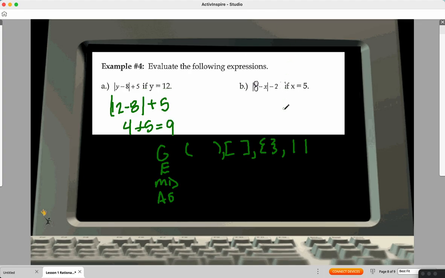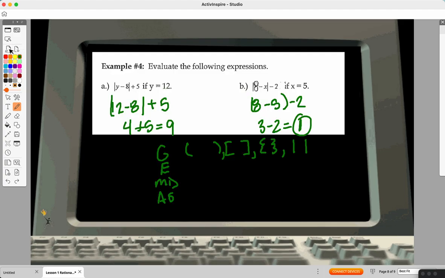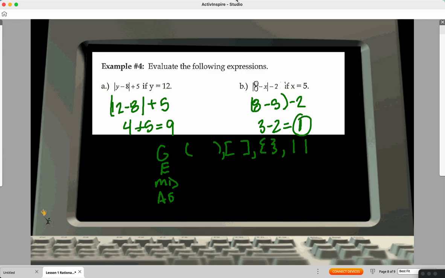All right, if I plug in 5 to this one, go ahead and find the answer for me. You're right, it would be 3 minus 2, which is 1. All right, so that gives you all the basics of absolute value. It's a pretty good set. The key to remembering absolute value is how far a number is from 0. Okay? If you have questions, feel free to reach out to me, and I'll happily help you walk through any of the problems.